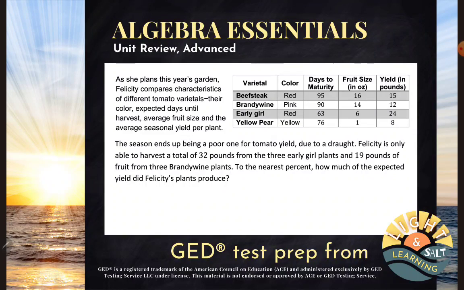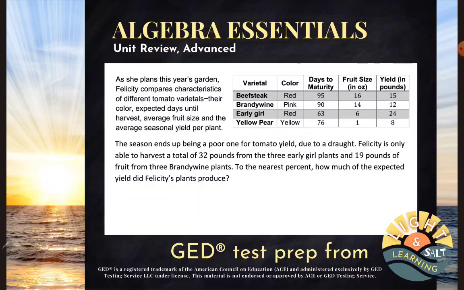It says, as she plants this year's garden, Felicity compares characteristics of different tomato varietals, their color, expected days until harvest, average fruit size, and the average seasonal yield per plant. The season ends up being a poor one for tomato yield. Poor Felicity. Due to a drought, Felicity is only able to harvest a total of 32 pounds from 3 early girl plants and 19 pounds of fruit from 3 brandywine plants. To the nearest percent, how much of the expected yield did Felicity's plants produce?